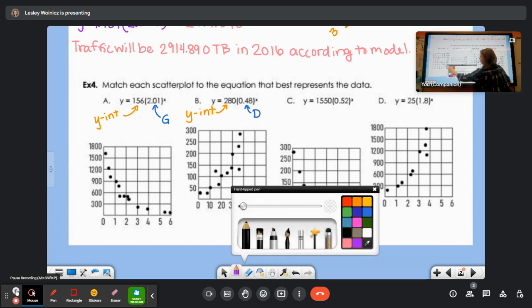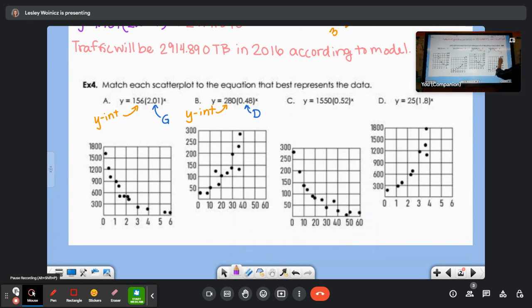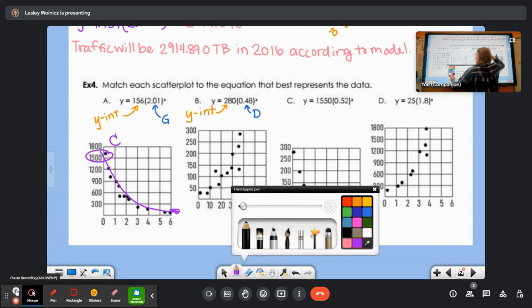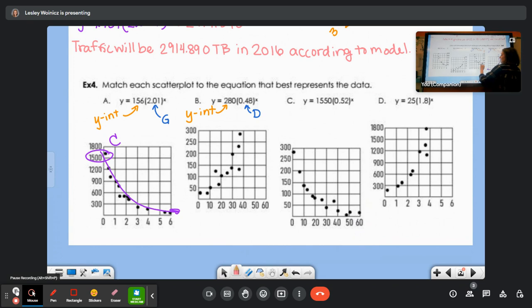So, if I draw a curve of best fit for this data, an estimate, I can see that I'm hitting the y-axis at about 1500-ish, and I have decay. So I can see that that is a match for C right there. So this one is C. Okay, next. On this one, I'm hitting the y-axis in between 0 and 50, maybe at about 25. So that looks like a match for D.